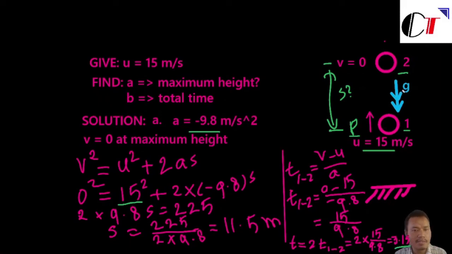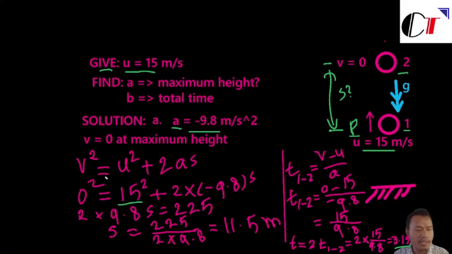Again, the given parameter is u equals 15 meters per second, and the parameters that you need to find are a, the maximum height, and b, the total time. Let's look at the solution. The motion is constant acceleration, so acceleration equals minus 9.8 meters per second squared. At the maximum height, the speed is 0. As I have explained earlier, you have the relationship between speed, initial speed, acceleration, and the total distance traveled. In this case, it is just v squared equals u squared plus 2 times a times s.